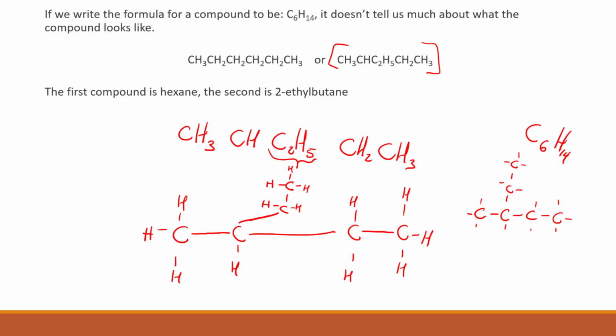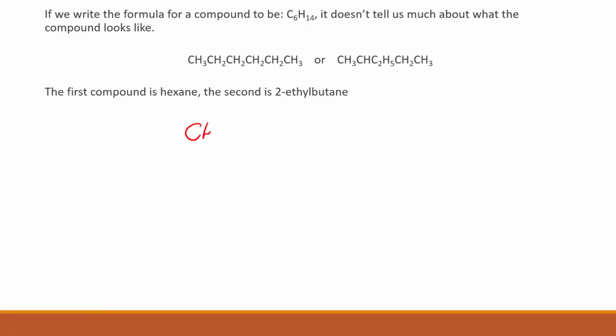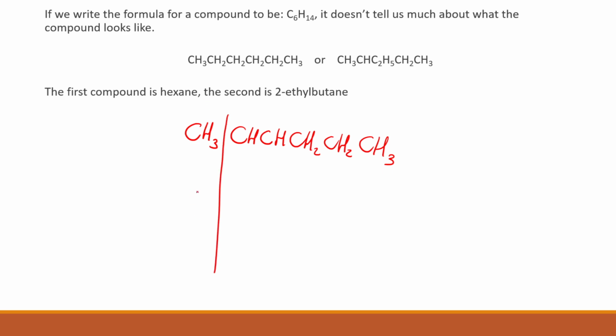All right, let's take a look at one that has a double bond in it. So now, again, I've written a condensed structural formula. So I'm going to go from left to right and draw out my pieces. A C with 3 H's on it.